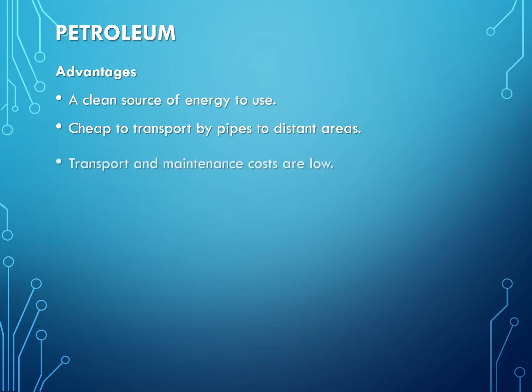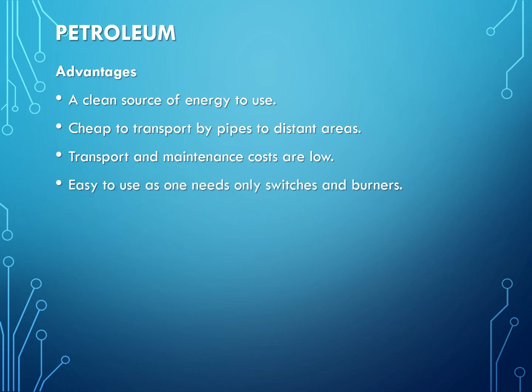Then transport and maintenance costs are low. When you are using pipelines, you don't require much, and even when you are using lorries, it's just the lorry that requires maintenance. Then it's easy to use. It only requires switches and burners. If you use petroleum at home, like paraffin, it just needs the burner. If you are using it for vehicles, for instance, it's just the ignition, and that's all.